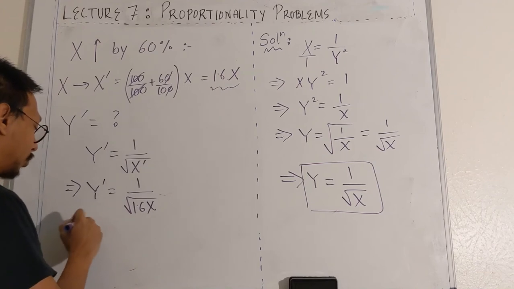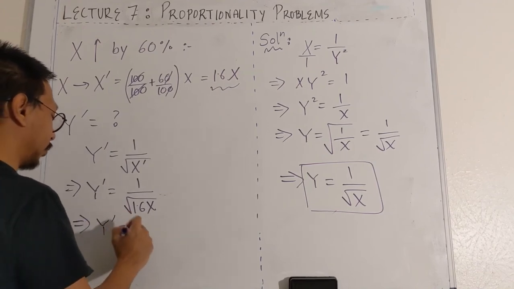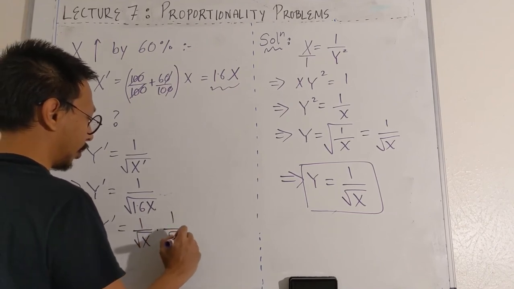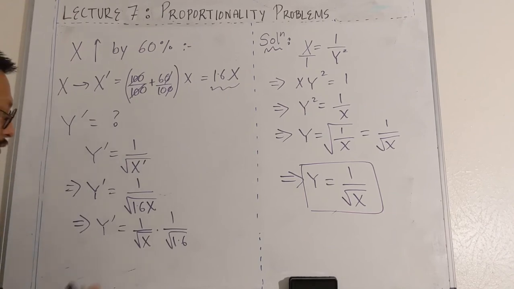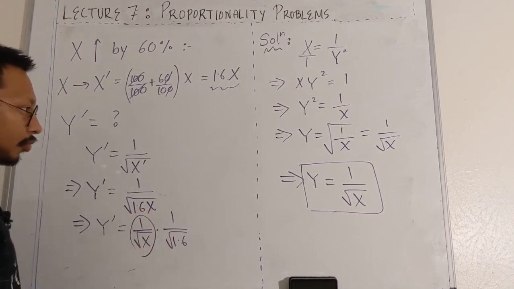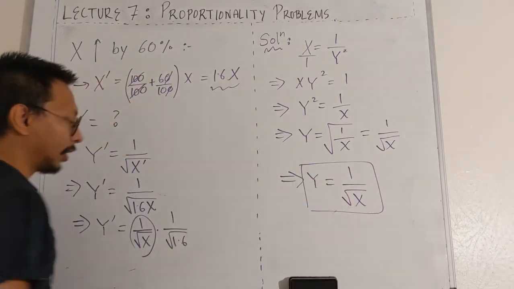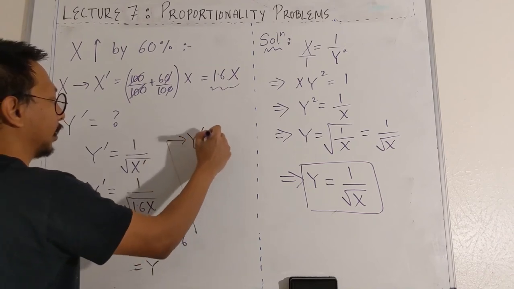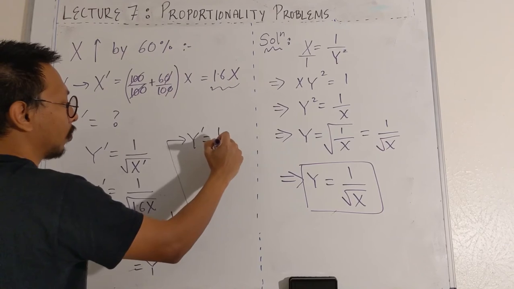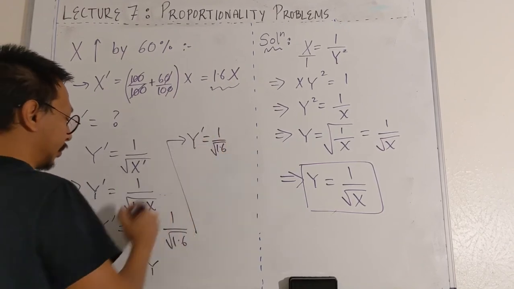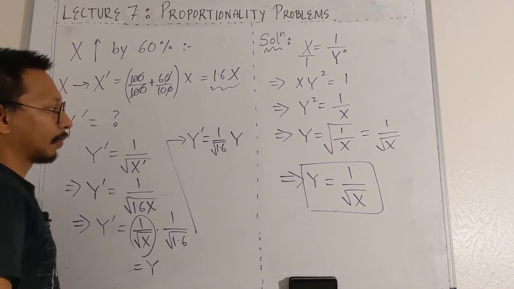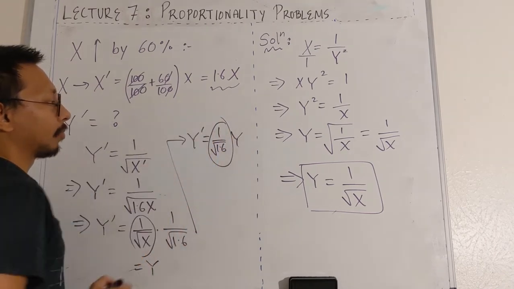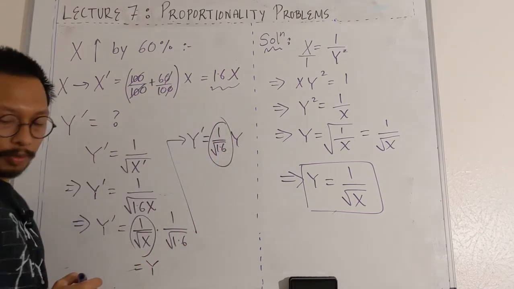So let's go down here. 1 over y prime is equal to 1 over square root of x times 1 over 1.6. All right, so what is 1 over square root of x? 1 over square root of x is nothing but y. So y prime is equal to whatever 1 over square root of 1.6 is times y. That means y has changed by a factor of 1 over square root of 1.6.